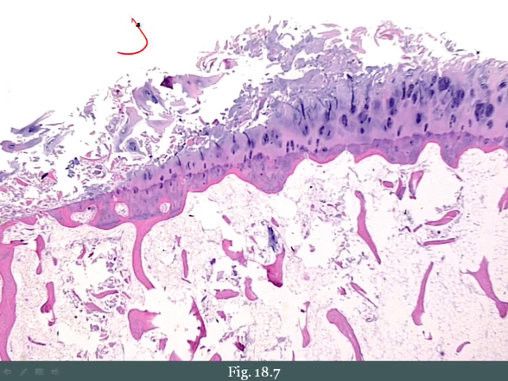So this would be the joint space here. This should have been the normal cartilage coming across like this, and you can clearly see that this cartilage is disrupted.